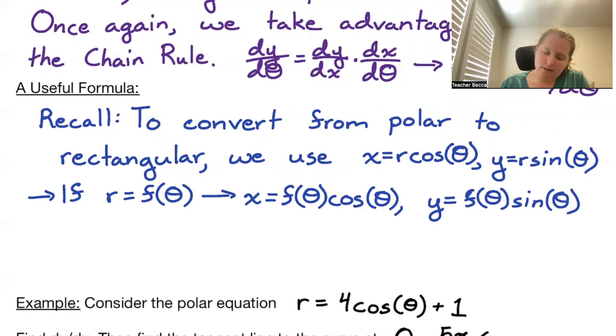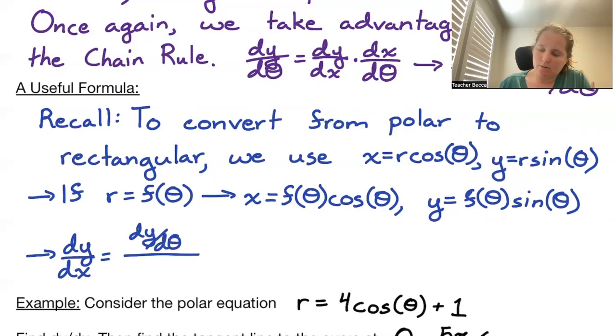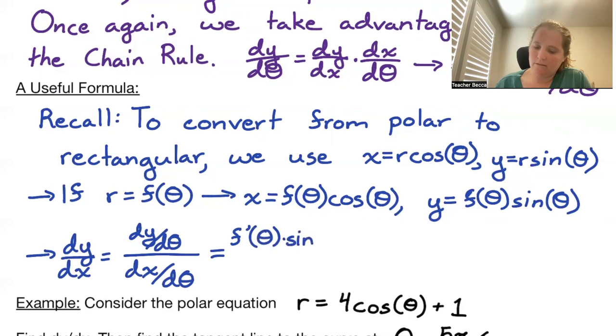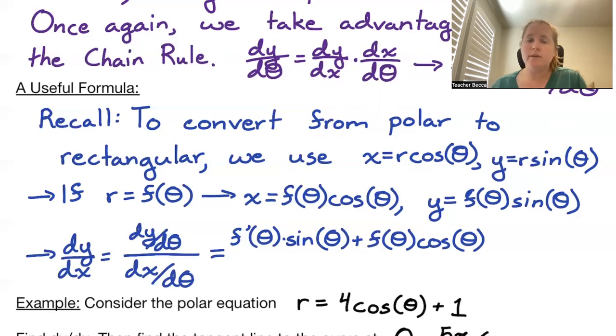This therefore gives us that dy dx, which is dy d theta over dx d theta, can be found by simply applying the product rule. So if y is f of theta sine of theta, then dy d theta would be f prime of theta times sine of theta plus f of theta times cosine of theta. And that's just applying the product rule to f of theta times sine of theta.